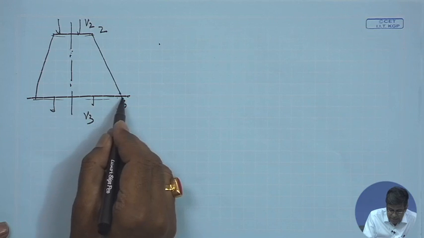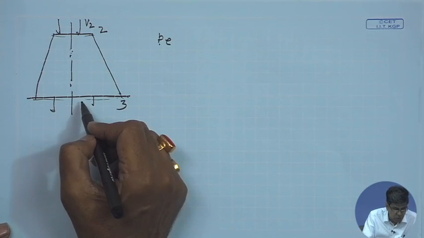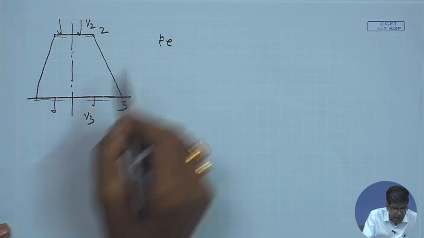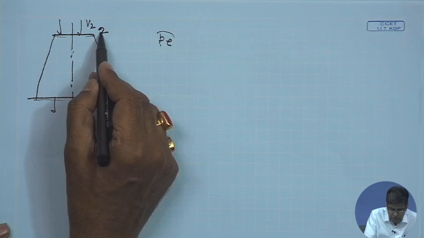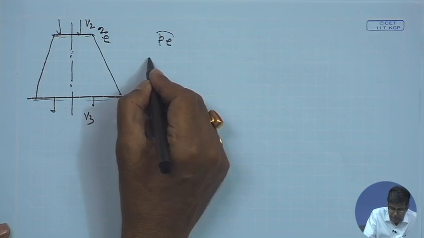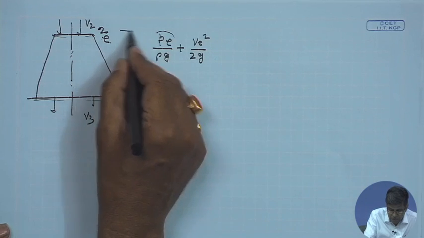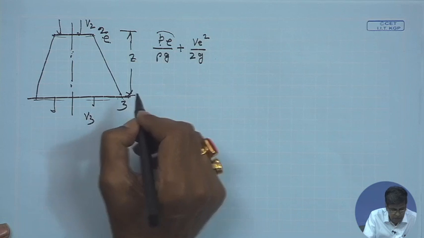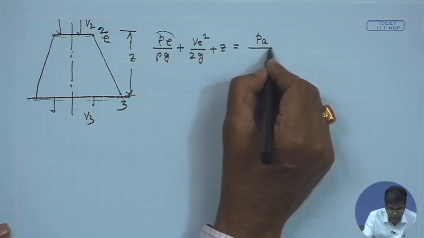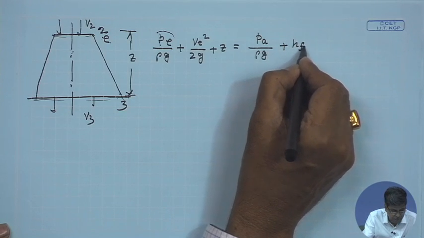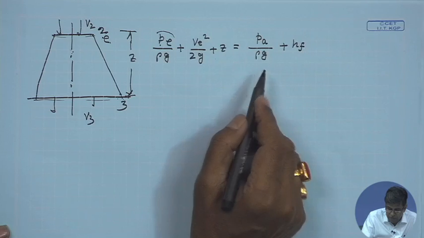Now, if we designate the exit as E, the pressure at the exit as E, not the section 3, and if we write the Bernoulli's equation between these two points, that is the exit of the runner, that means inlet to the draft tube, this is for example section E, we write P by rho g plus V square by 2 g, and as usual this is the elevation head plus z, equal to the outlet pressure P 3, the atmospheric pressure P A, by rho g plus h f. We write this equation in consideration of the fact that V 3 is 0.